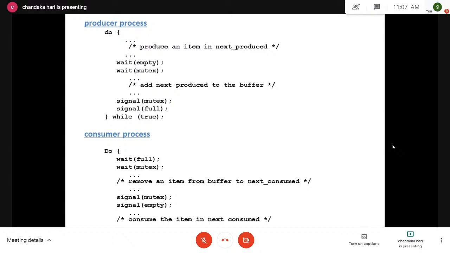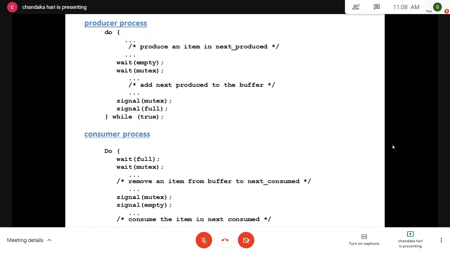Now, suppose the producer wants to produce an item into the buffer. First of all, you need to check whether the buffer has a space for placing an item. If the buffer has a space, the producer produces an item. First of all, I am checking wait empty. Wait empty, in the sense, I am not indicating that the buffer is empty. Understood, everyone?